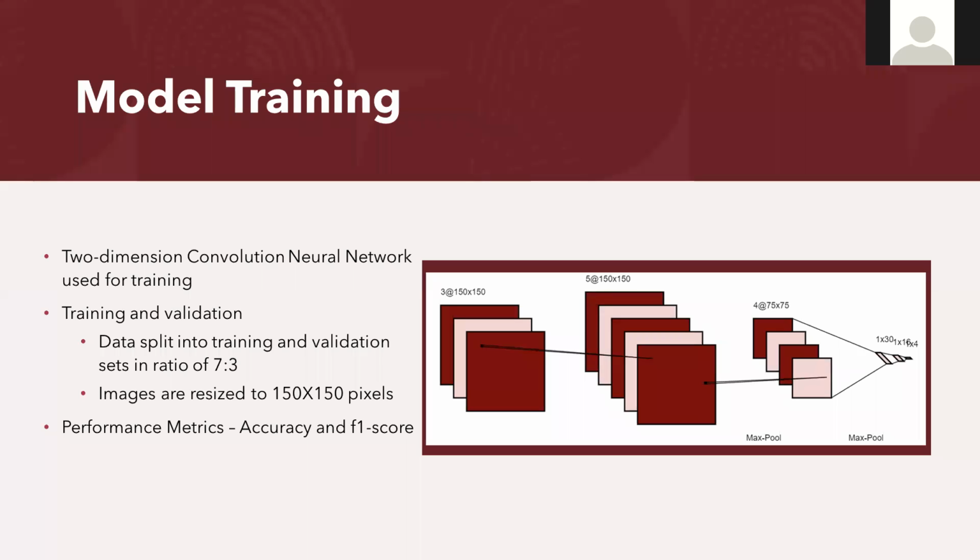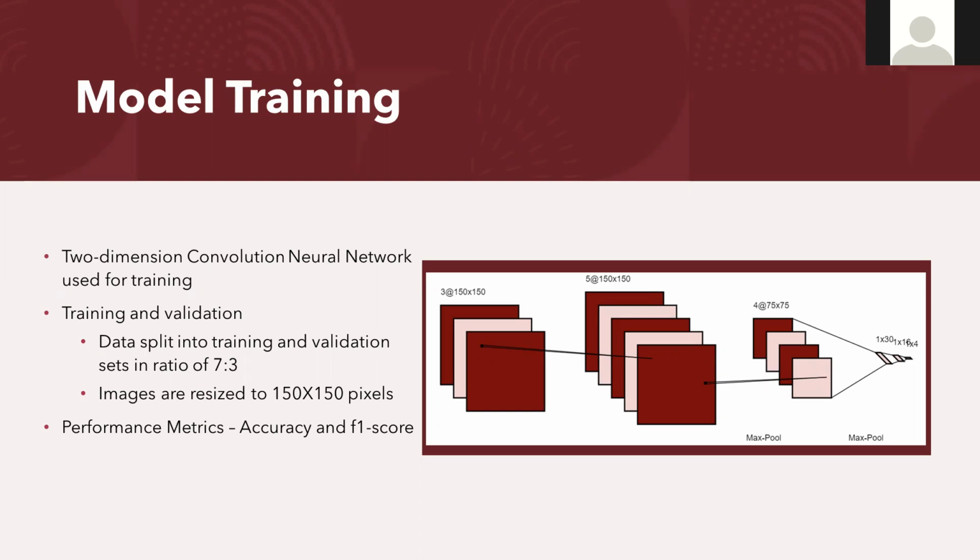To train a model, we are using a two-dimensional convolutional neural network. The network architecture has 4 hidden layers. 2 of them are convolutional neural network layers, and the other 2 are fully connected. 30 nodes and 16 nodes are used in the fully connected layers. The training data is divided into training and validation sets in the ratio of 70:30.